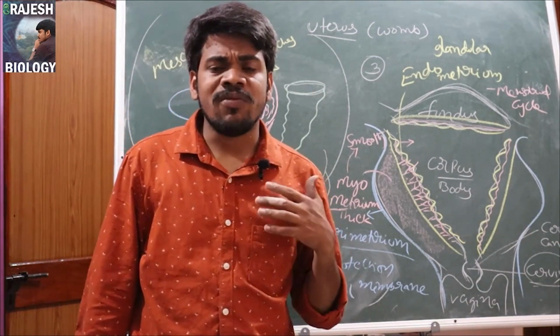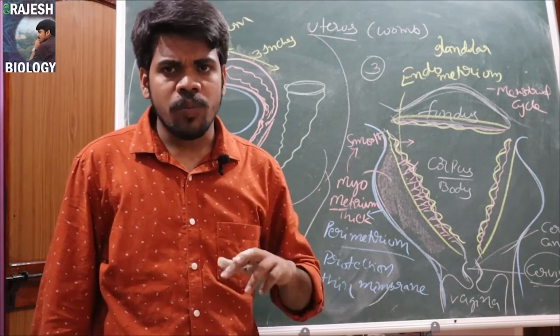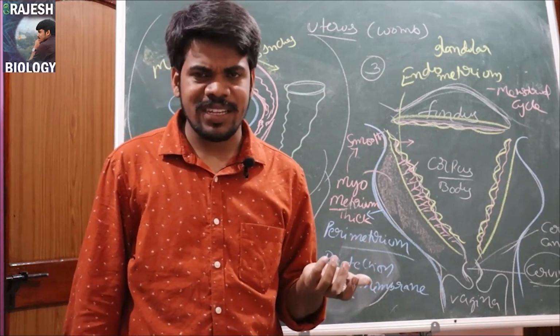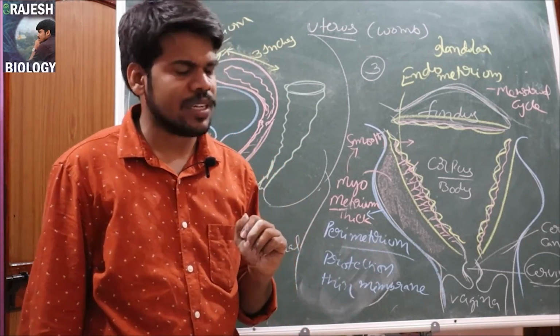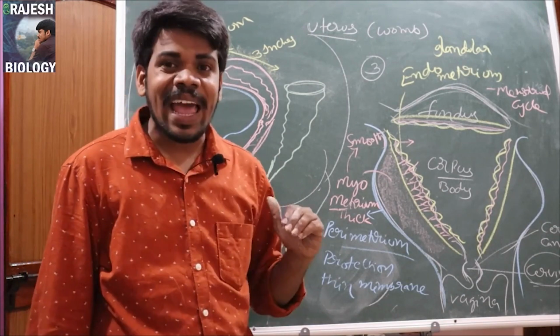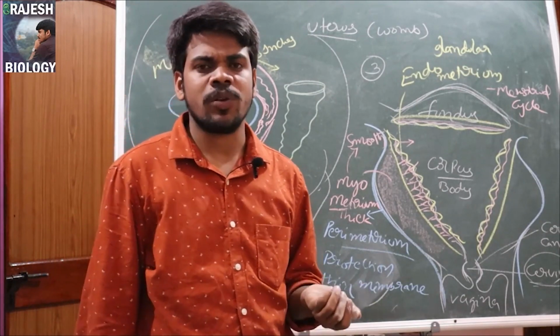We'll discuss the vagina and vulva in the next class. The external genitalia also we'll discuss in the next class. Later we'll discuss the accessory glands of the female reproductive system.